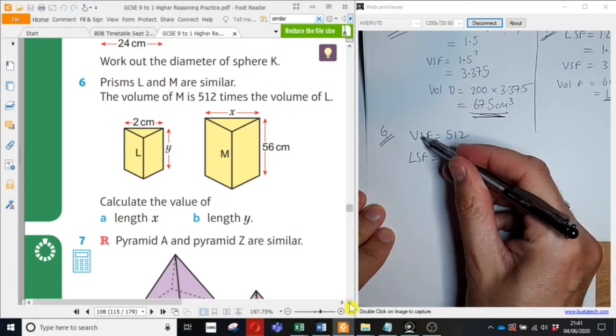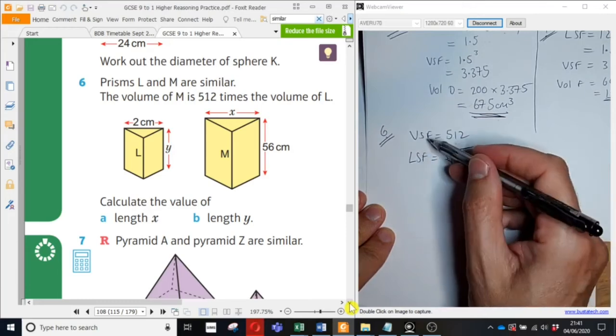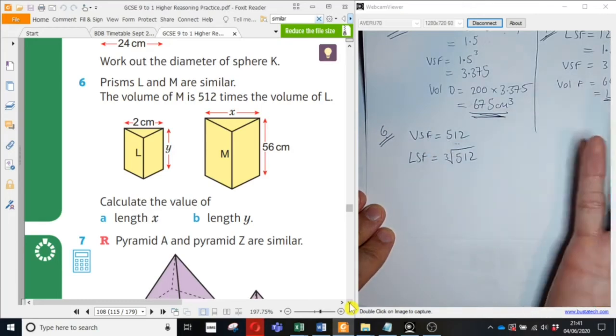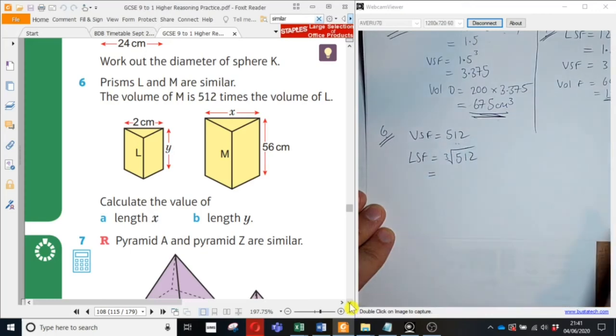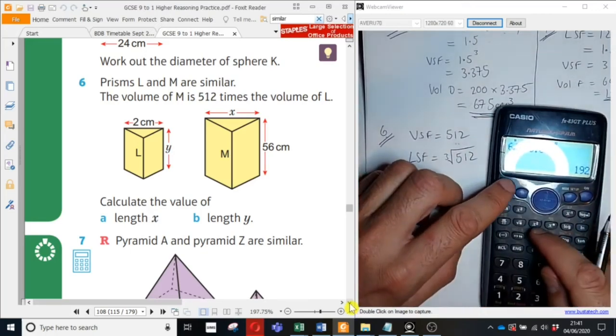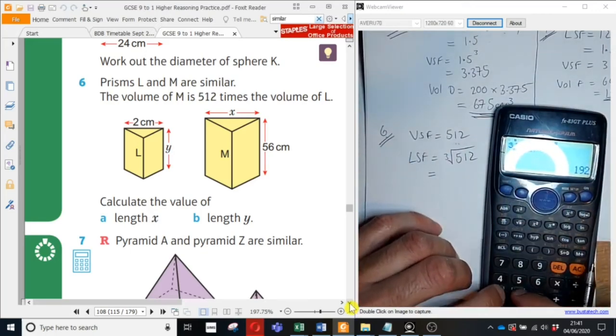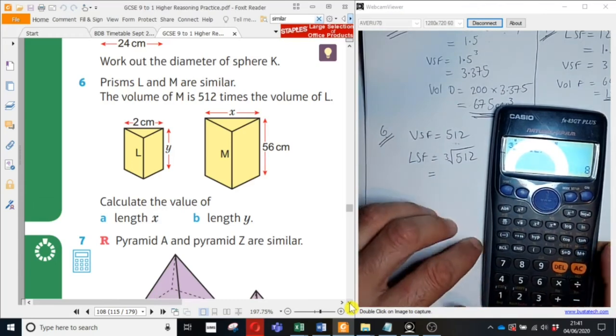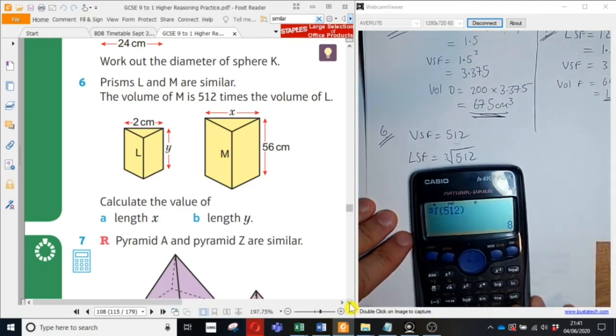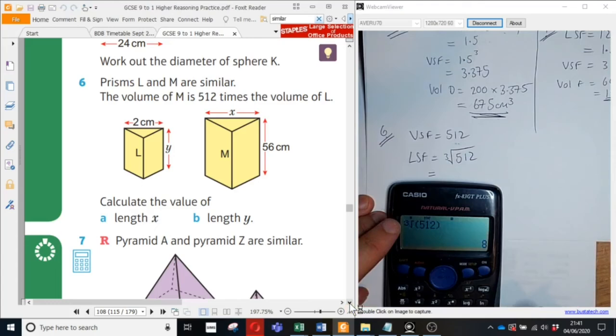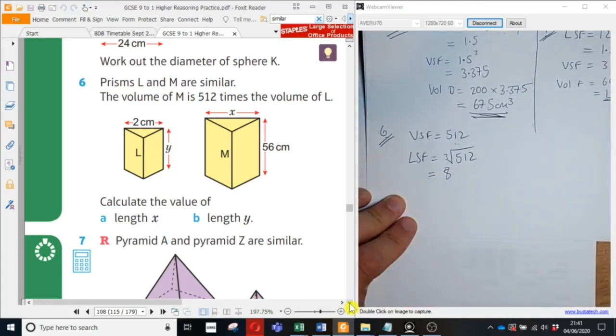Think about the opposite of cubing something. To go from here to here, you cube the number, so to go from here to here, you'll have to do the opposite, which is the cube root. Let's see whether that is then a nice answer. Yes, it was 8 cubed. Look, there it is, 8. So the length scale factor is 8.